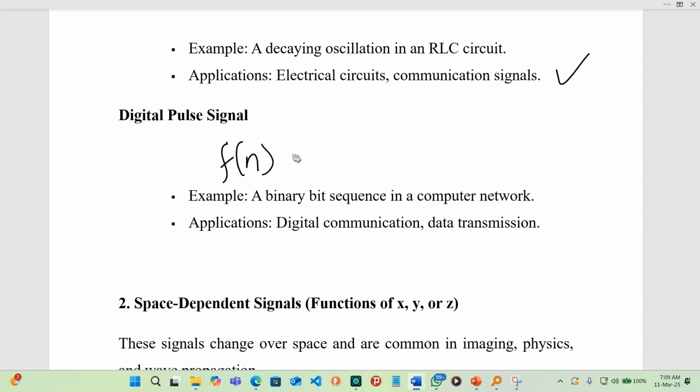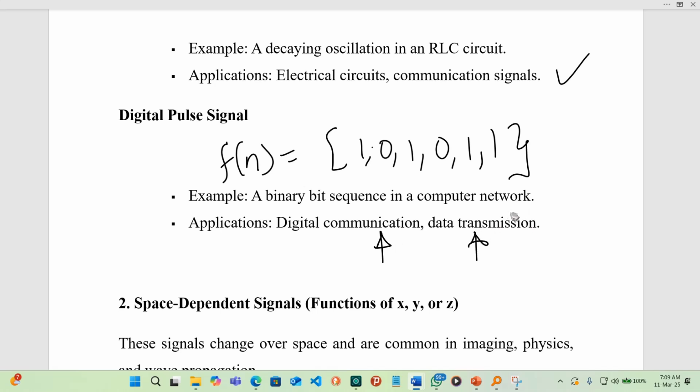So we can have f of n in the form of a digital bit stream. So this is going to be like 1, 0, 1, 0, 1, 1, and so on and so forth. So obviously this is used in digital communication and data transmission.